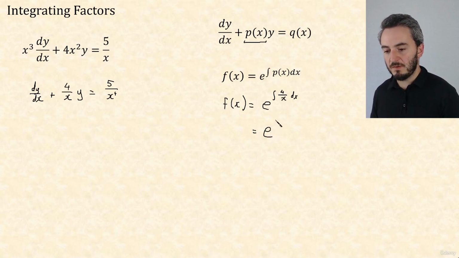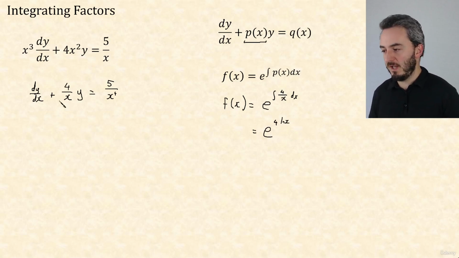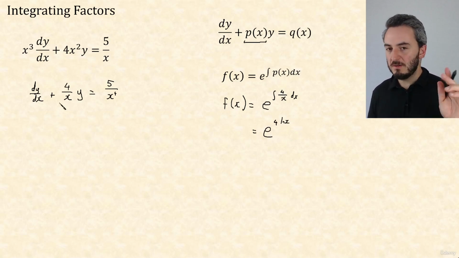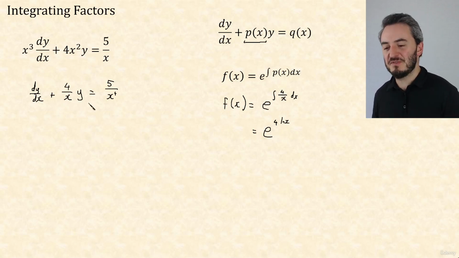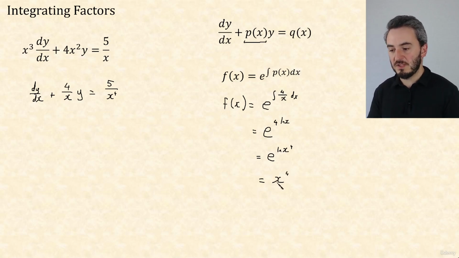So e to the 4 ln x. Don't worry about the plus c. You can think about why we don't need that. Essentially, it just will cancel out everywhere because you're multiplying through by everything. I'll show you in a moment, but maybe you can pause and figure out why we don't bother with the plus c. That's e to the power of ln x to the 4, and that's x to the 4. So x to the 4 is my integrating factor.